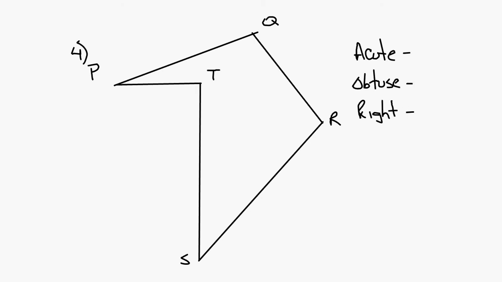Let's start with the acute. Anybody want to pick an acute angle? Yes, ma'am. Q, P, T. Perfect. The vertex is always the middle letter. How about an obtuse angle? Yes, sir. SRQ, good. Greater than 90, less than 180. SRQ, right there.